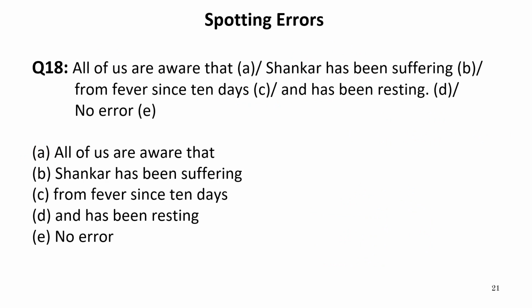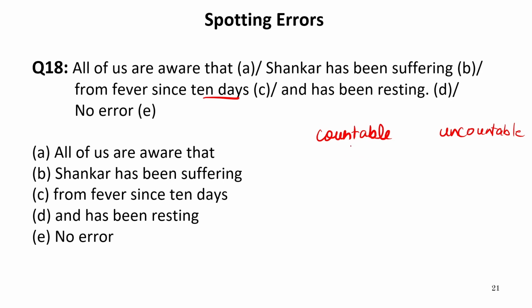All of us are aware that Shankar has been suffering from fever since 10 days and has been resting. Now, whenever we have time, we have two types of time. One is countable time and another is uncountable time. Countable time, which has units, which we can count, for example, 1 hour, 2 hours, 3 hours, 4 hours, and it has units like 2 days. So, 2 and days are units.